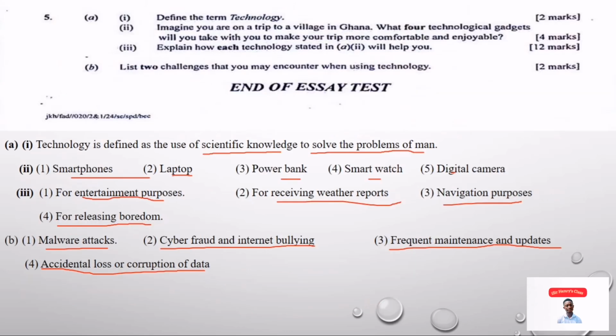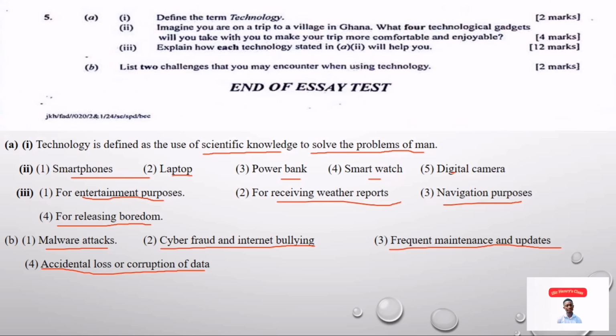Let's move to 5AI. Define the term technology. And we say technology is the use of scientific knowledge to solve the problems of man. And II. Imagine you're on a trip to a village in Ghana. What 4 technological gadgets will you take to make your trip comfortable and enjoyable? So you can talk about smartphones, laptops, power bank, smartwatches, digital camera, and the like.